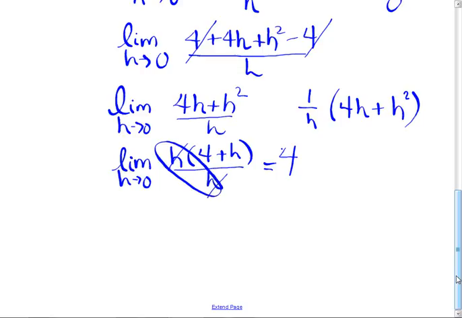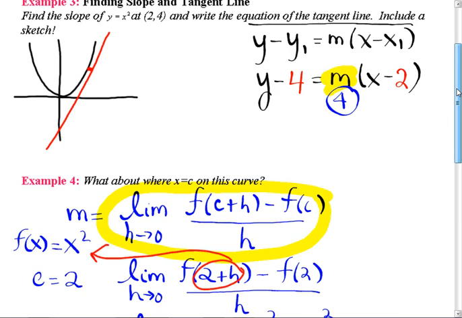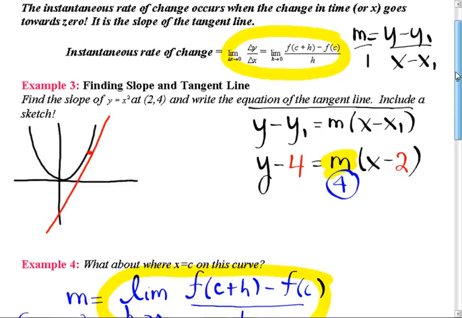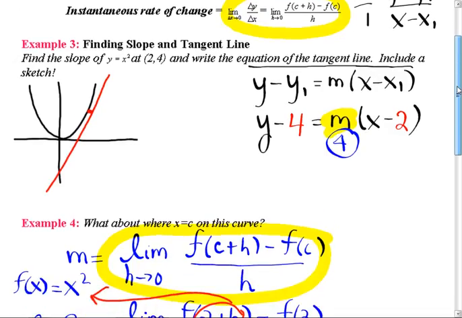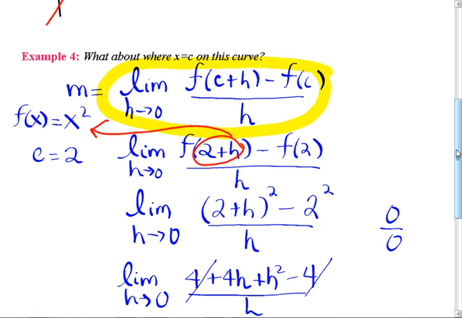Okay. What if I do this at c? Instead of doing it at 2, because that's only 1 point. There's an infinite number of points. What if I asked you to find the slope at 2, 3, 4, 5? I don't want to do this a whole bunch of times. So why don't I just do c plus h? And maybe I can squish it in here. If I write small, I can.